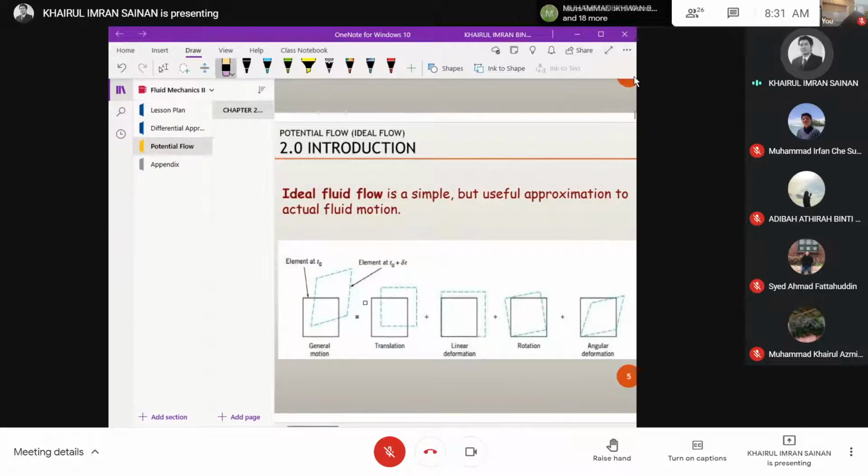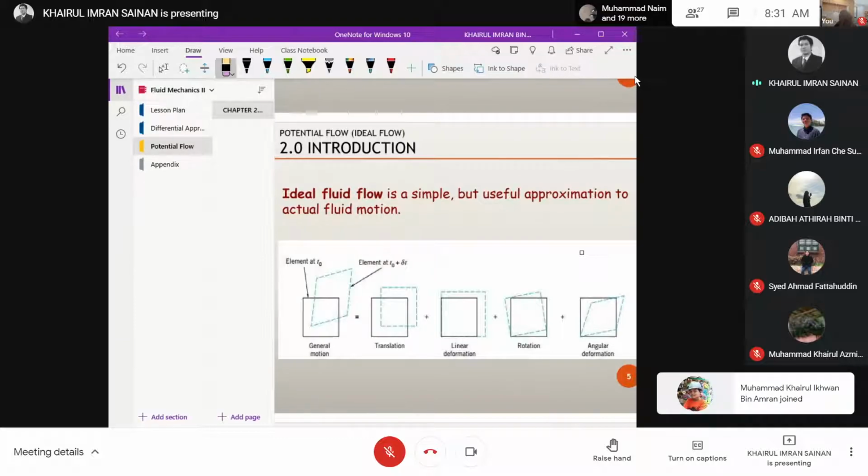Okay, first what we need to have is the initial condition. And after that, when the fluid moves, the element will move based on one of four: either translation, linear deformation, rotation, or angular deformation.